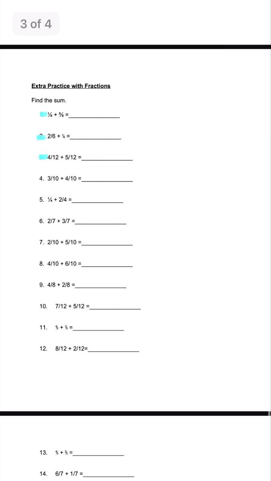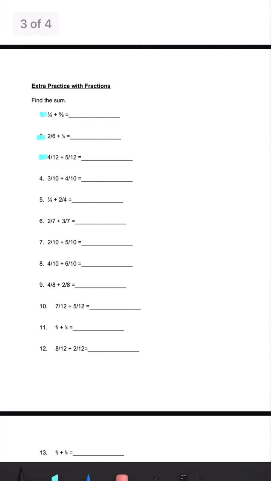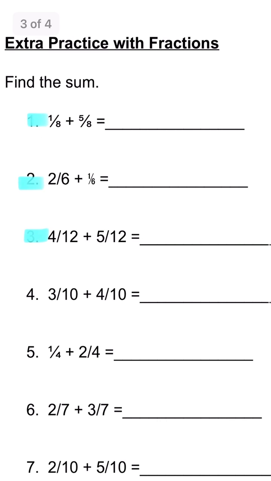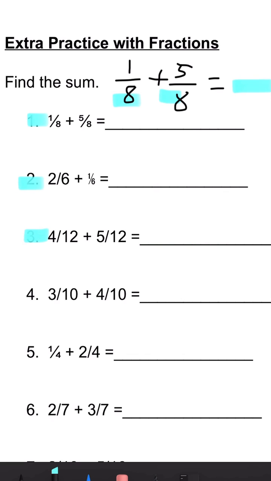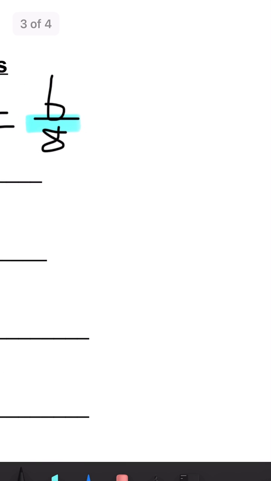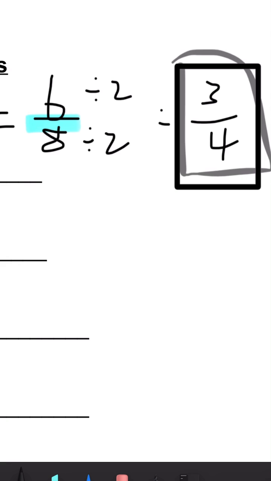Page number 3, we have extra practice with fractions, and we're just finding the sum. So this is the same as the past couple of lessons. We have 1 over 8 plus 5 over 8. Since they have a common denominator of 8, we're going to bring that over. 1 plus 5 is 6. We want to simplify that by dividing by 2 on top and bottom. And we'll get 3 over 4 as our final answer.